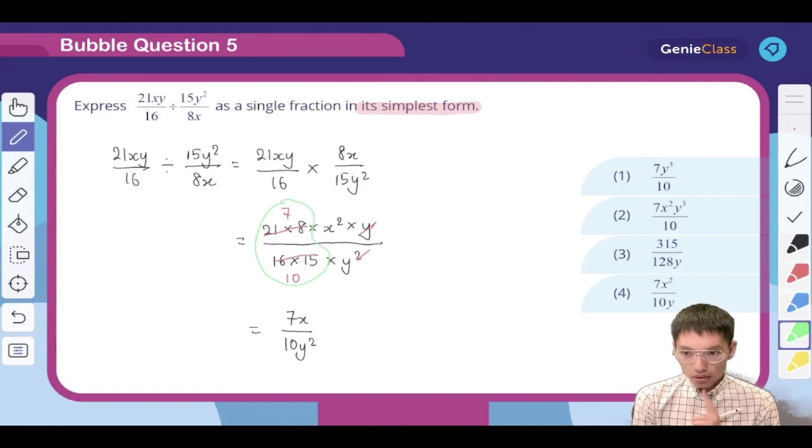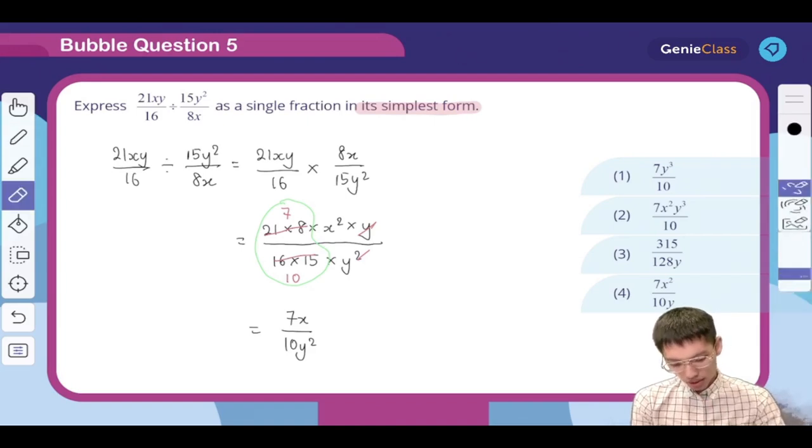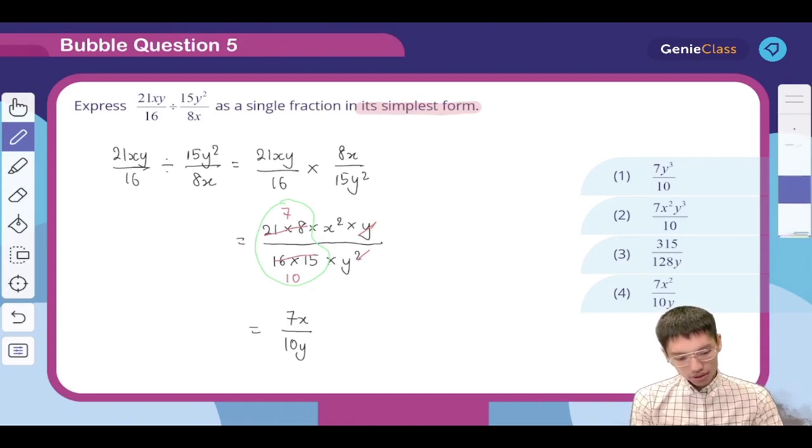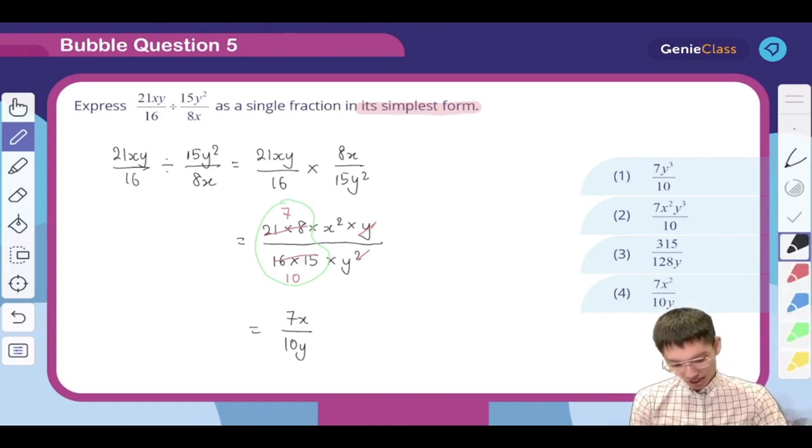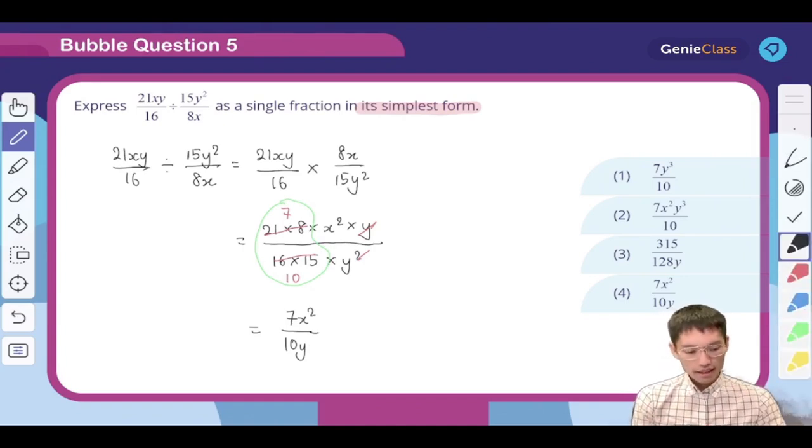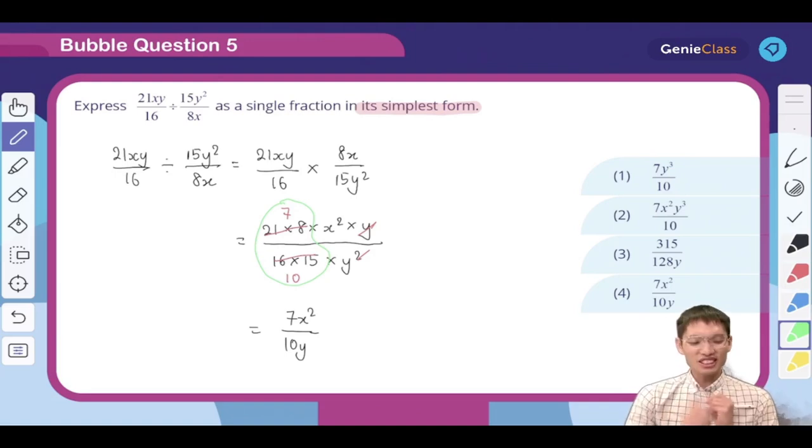Okay, where's my mistake over there, Chen Zheng? Oh, yes. Okay, I have written it wrongly. That's right. Thank you for the note, Chen Zheng. This should not be y squared. Thank you for the clarity. It means you are listening. Okay, so it should be 7x squared over 10y. I'll take note of that. Alright, thank you for the alertness.